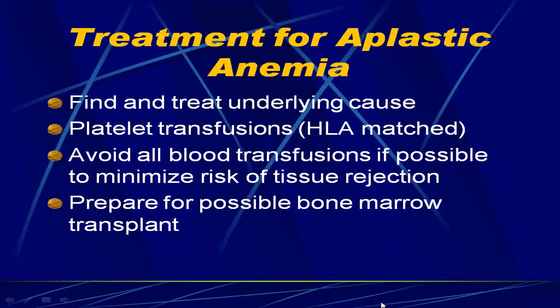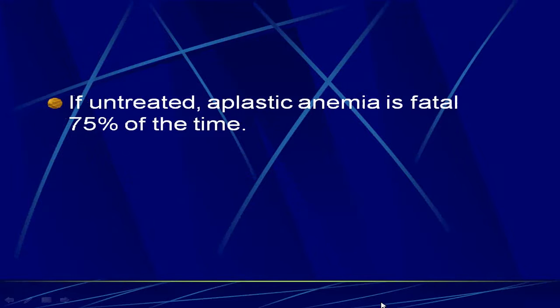And so now when we're looking at an application test that asks why would you do A, B, or C, you understand why this is the best thing to do and what's going to be most effective in treating this patient. So please make sure you read over the nursing care plans and all of the charts and tables that are associated with the information in your chapters. If untreated, aplastic anemia is fatal 75% of the time, and so that's really sad. But again, this person is probably going to die because of an overwhelming infection.